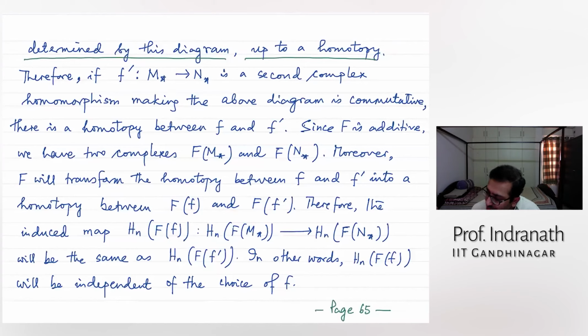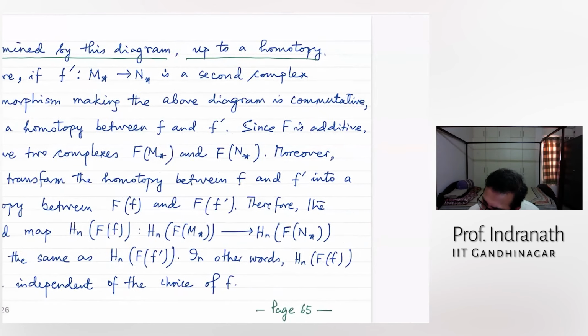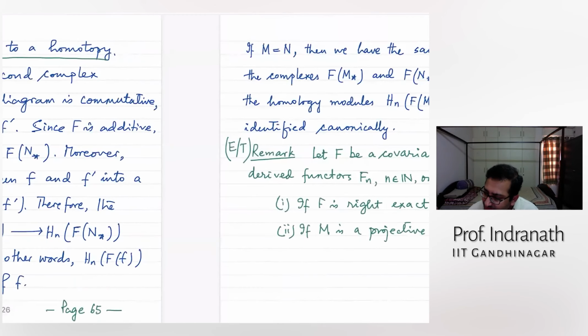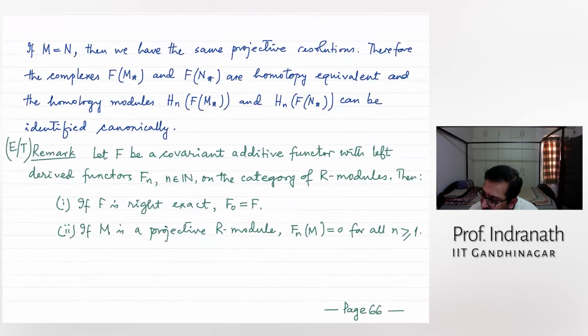So if M is equal to N, then we have the same projective resolution. Therefore, the complexes are homotopy equivalent, and the homology modules can be identified canonically. And now this is what I leave to you for verification.